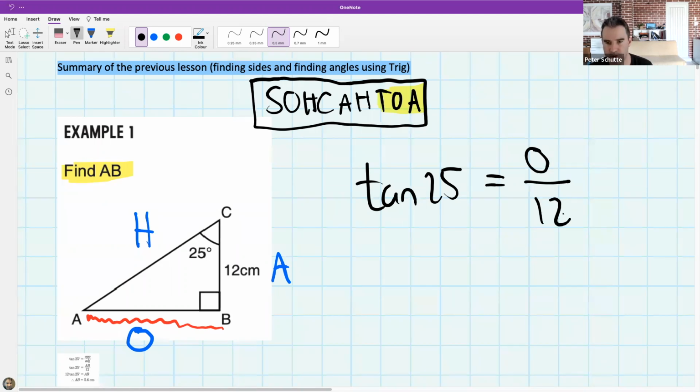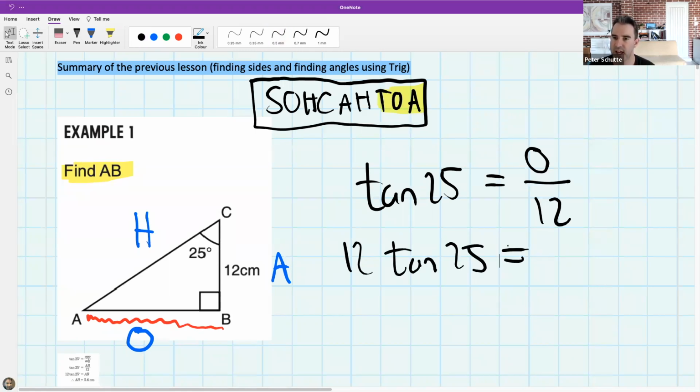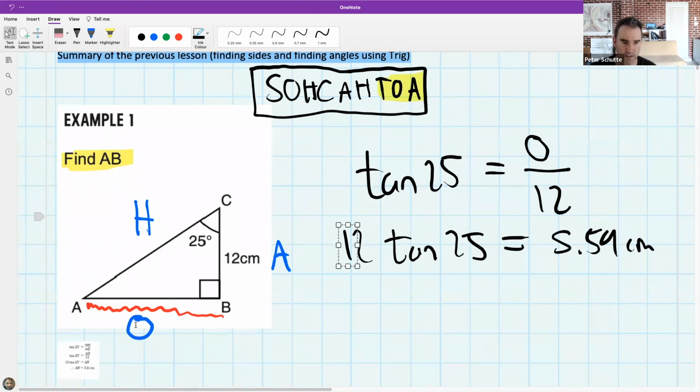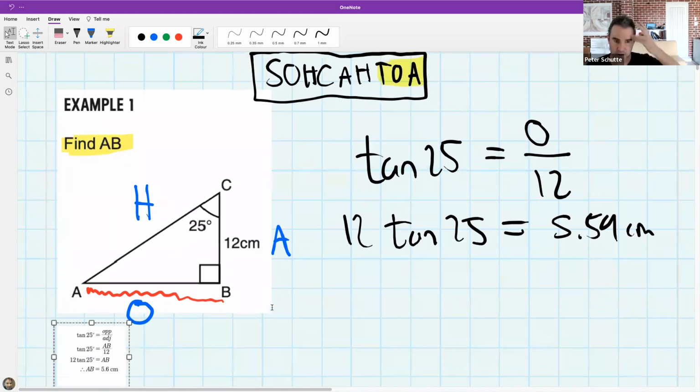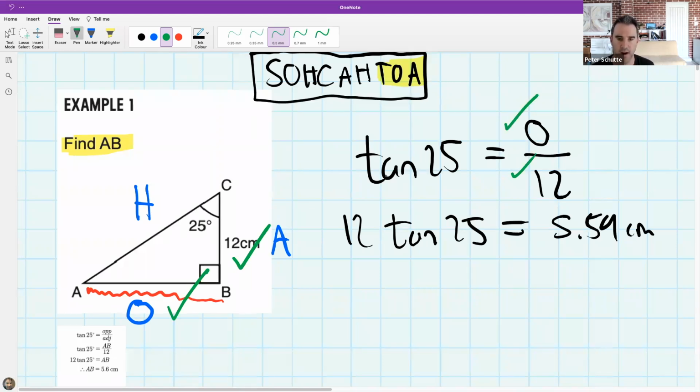And then because this 12 is on this side, we bring it across and we go 12 times the tan of 25 equals. What you should be getting is 5.59 centimeters, or 5.6 if you round it off to one decimal place. This is how we solve for an unknown side in trigonometry. We often say we put what we want over what we know. So what we want is this one, and we know this one. So what we want over what we know, and then we write down the trig ratio and the angle that's involved.